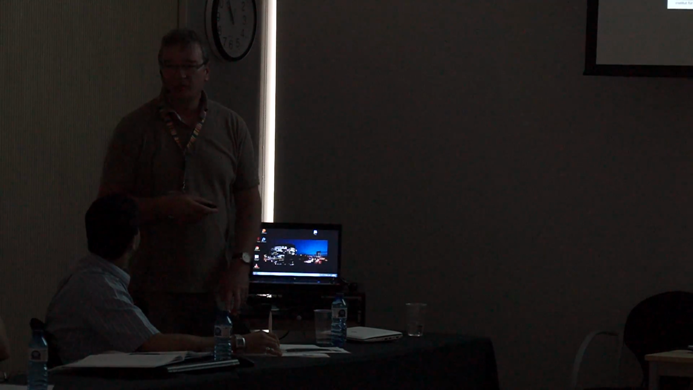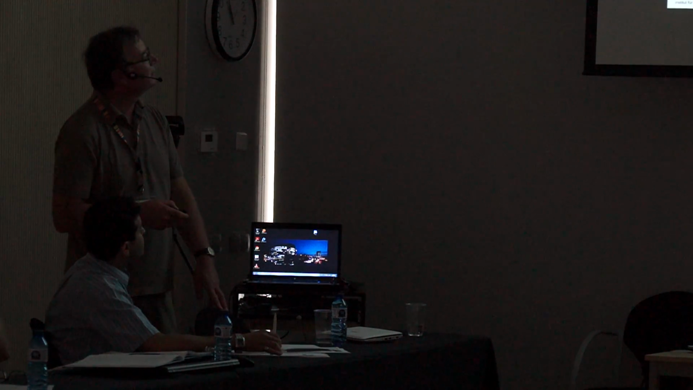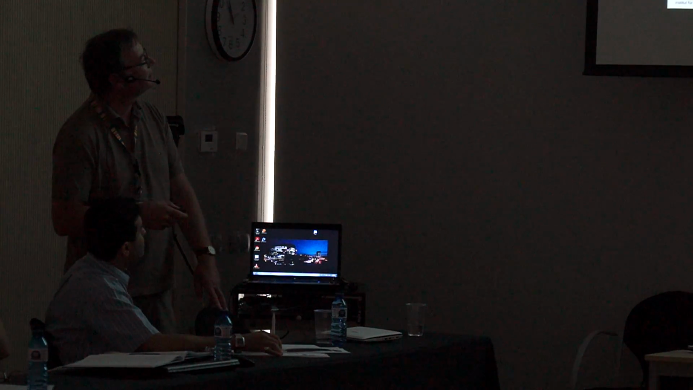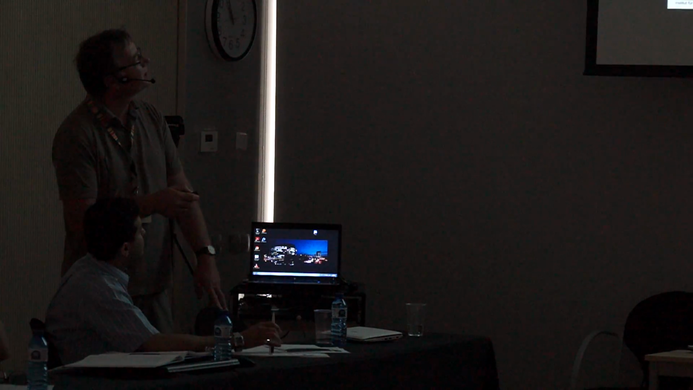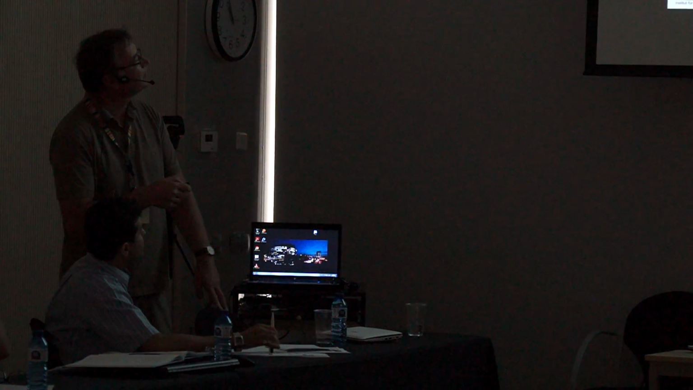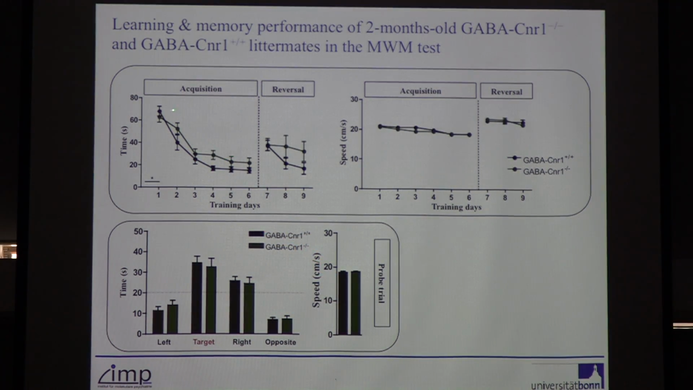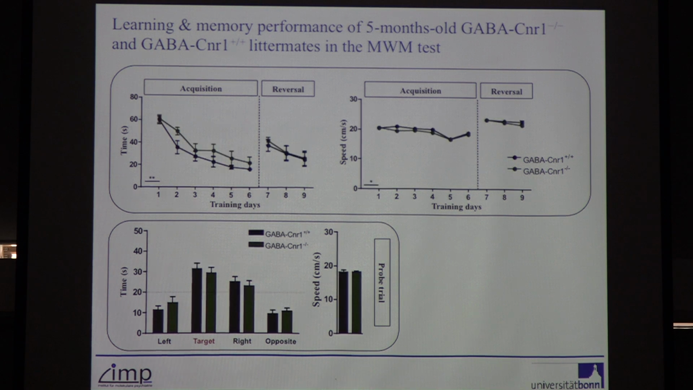So of course we also asked whether cognitive functions are specifically affected in glutamate versus GABA, and I think I only have the GABA data here. This is 2-month-old GABAergic CB1 knockout mice. Now the knockouts still perform a little better in the acquisition phase and in the reversal phase than the wild type animals, the young mice, but the difference was not so striking. Still in the 5 months.